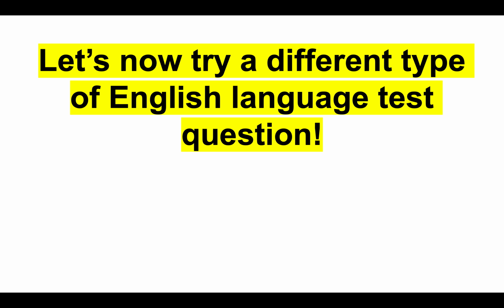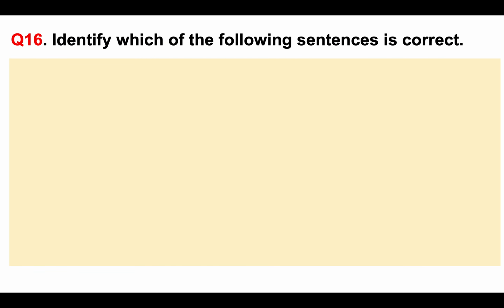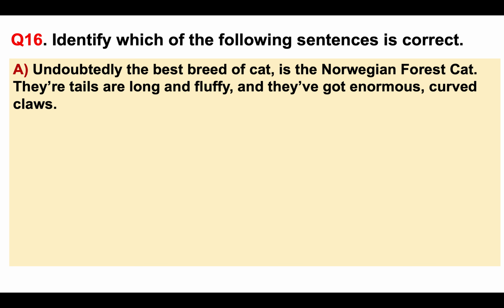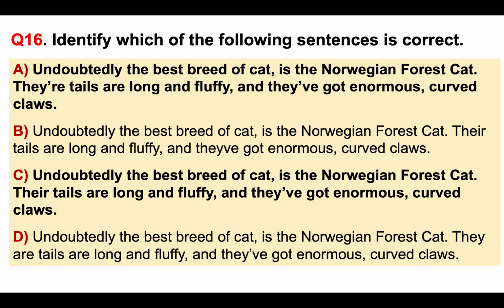Question 16. Let's now move on and try a different type of English language test question. This is called correct sentences. This is difficult, but this is really common during English language tests. So make sure you stay tuned because these come up a lot. Question 16. Identify which of the following sentences is correct. So we are given 4 different variations of a sentence, and we have to work out which one, and there's only one of them, is correct grammatically, spelling and punctuation.